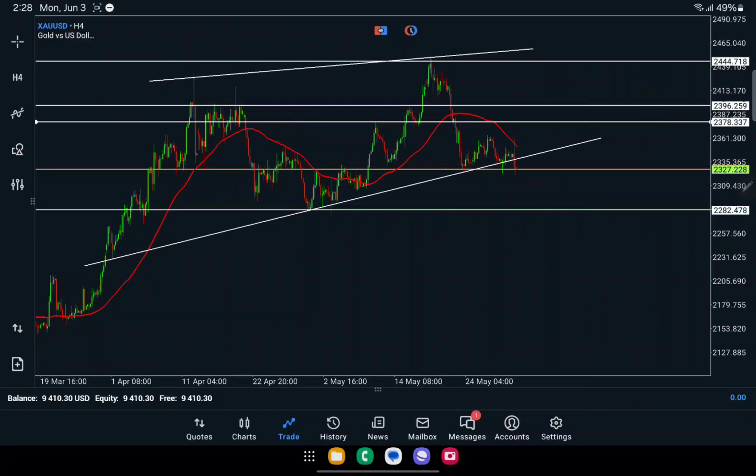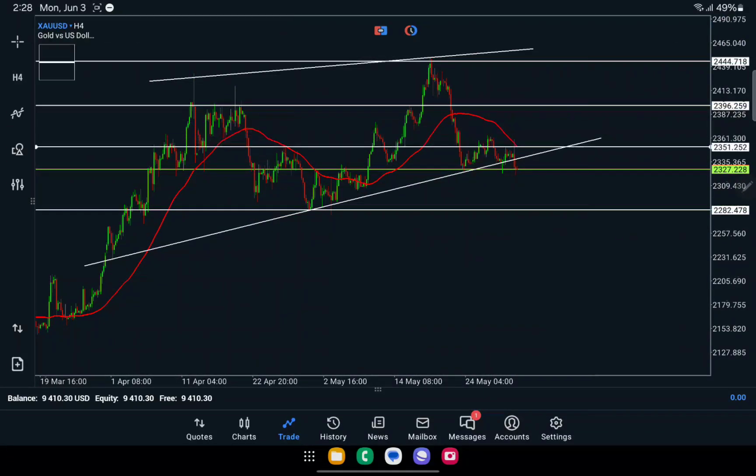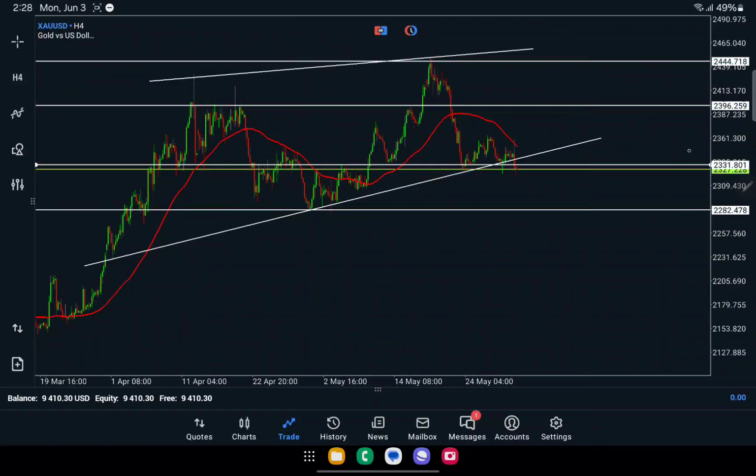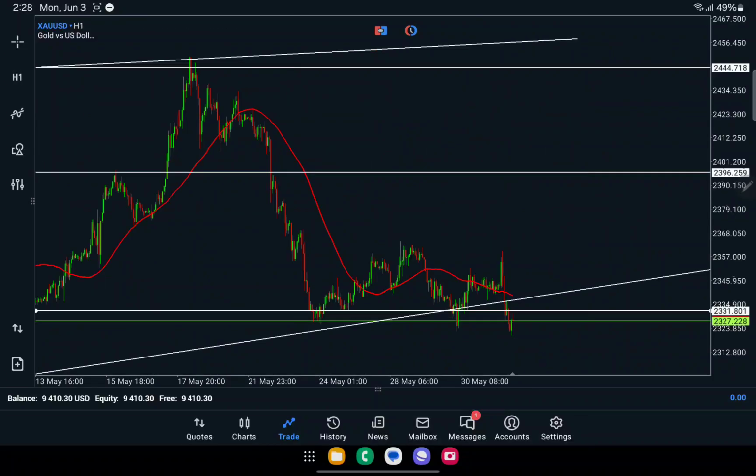Or if we follow the support and resistance zone, maybe it was around that zone. If we follow that, as you can see there, the trend line almost crossed. So from my perspective, Monday will be a sell day. Okay, and let me move to the H1 time frame.